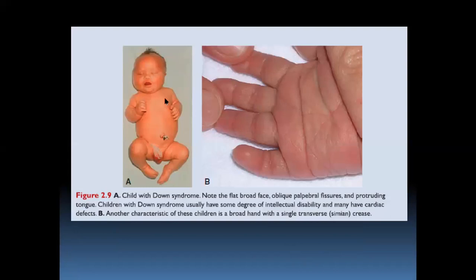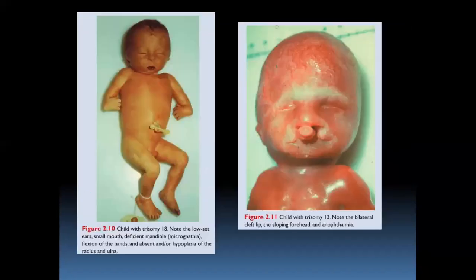Down syndrome, what are the different changes? See, flat, broad face, palpebral fissures that are oblique, protruding tongue, usually intellectual disability, many cardiac defects, broad hands, and a single transverse crease. Only a single transverse crease. Webbed fingers. We'll see so many different changes because of one chromosomal abnormality. Now see, this is trisomy 18.